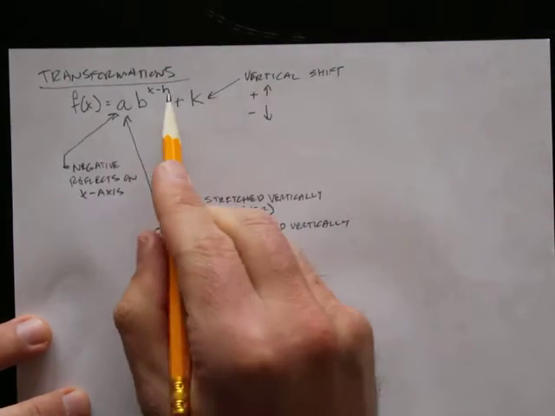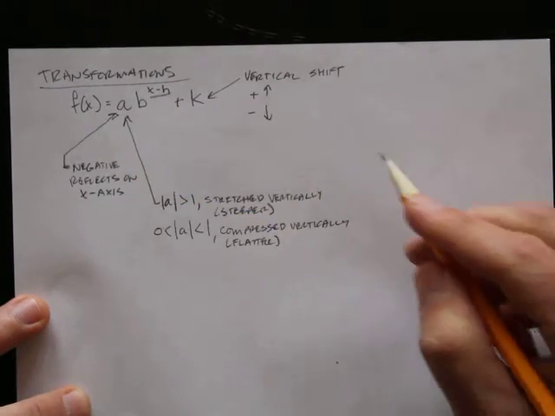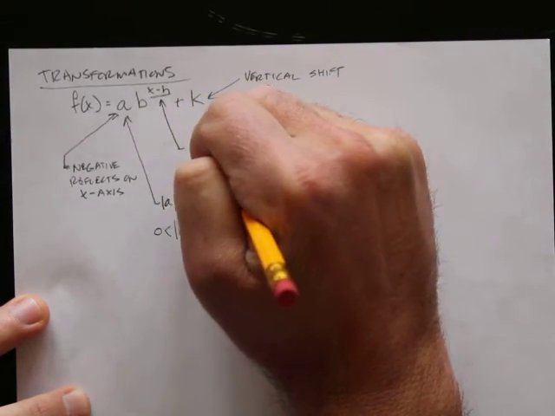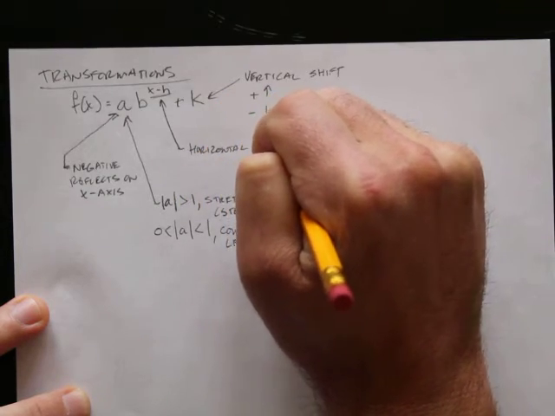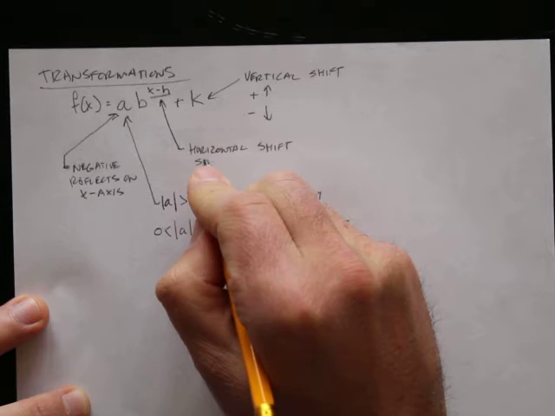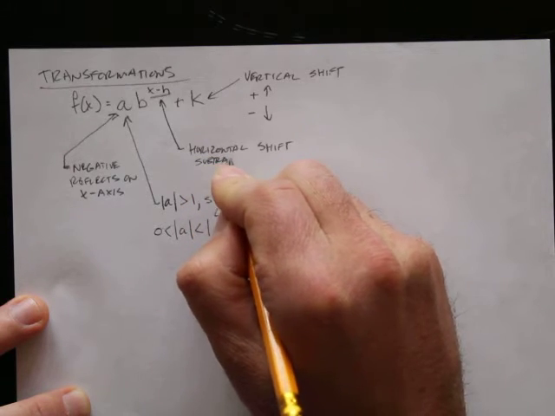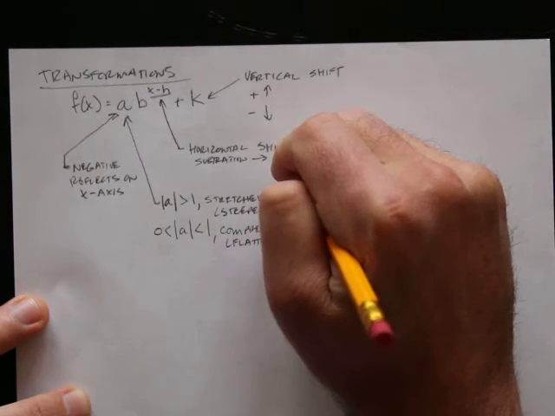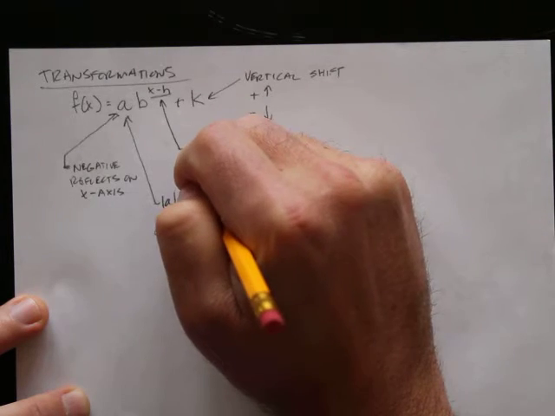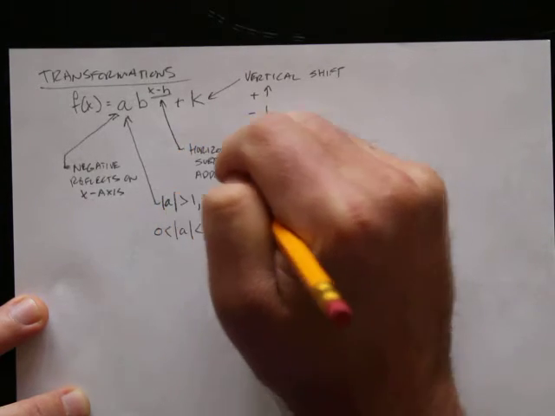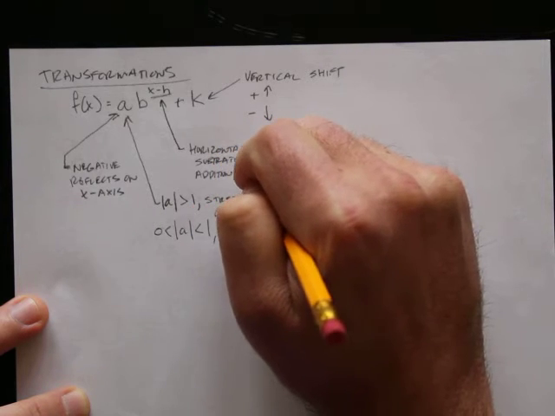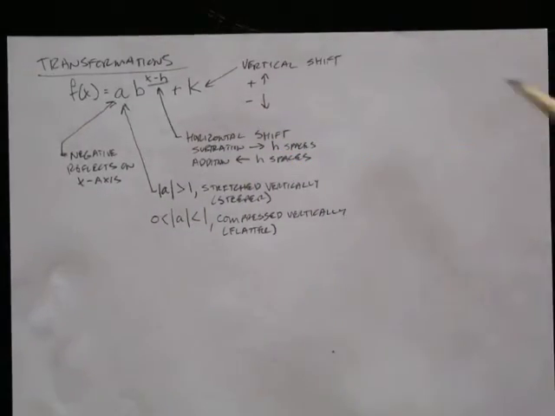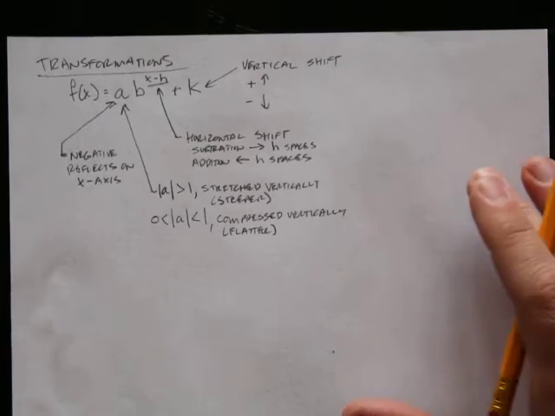Okay, now we're going to look at this x minus h thing here. This is the horizontal shift. And subtraction moves to the right h spaces. Addition moves to the left h spaces. Yeah, we're going to leave it at that. So let's graph something.